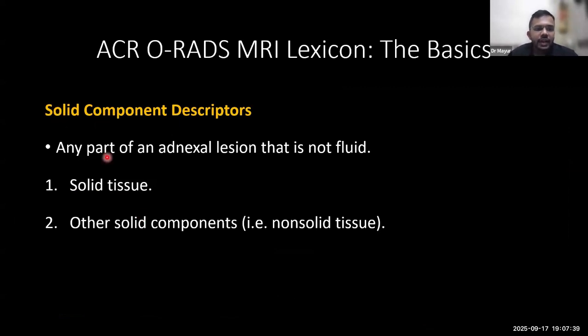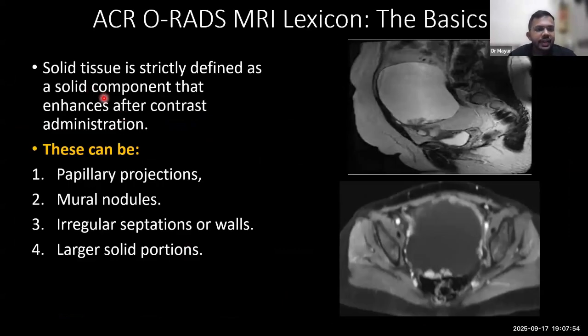Solid component of the lesion. Any part of an adnexal lesion which is not fluid is included in this solid component. Solid components are divided into solid tissue and other solid components. Solid tissue is defined as one that enhances after contrast administration. These have been subdivided into papillary projections, as seen in this first image, which have a branching appearance, are more than 3 mm in size, and form an acute angle with the cyst wall. Mural nodules have upper convex margins, are again more than 3 mm in size, and form an obtuse angle with the cyst wall.